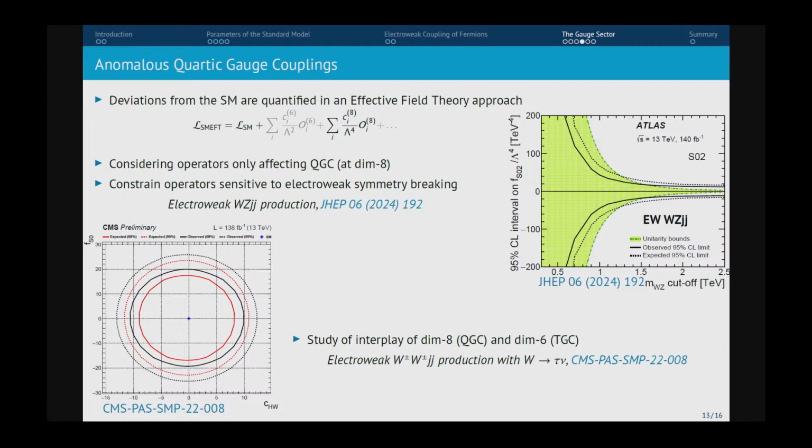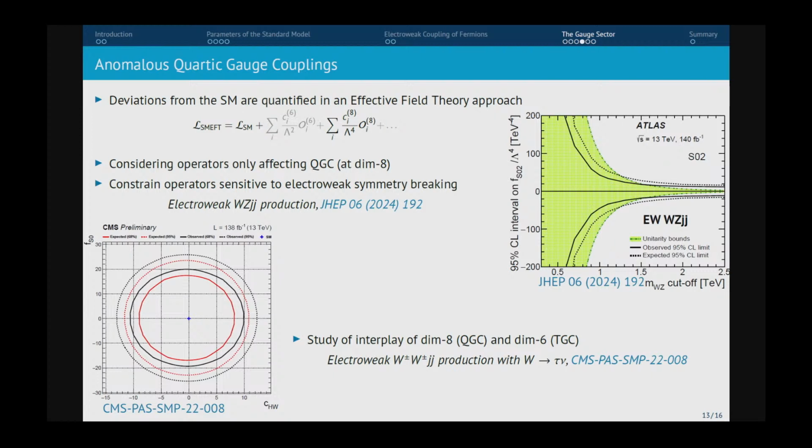I want to highlight this result from WZ scattering because it illustrates a technique we use to impose partial wave unitarity on the limits that we provide. And in this particular case, we managed, for the first time, to provide a unitarized limit on an operator that's only built from the Higgs field. So we start to constrain the Higgs sector with these measurements.